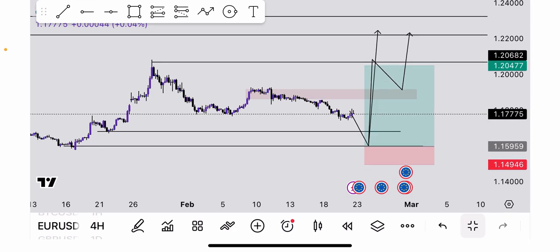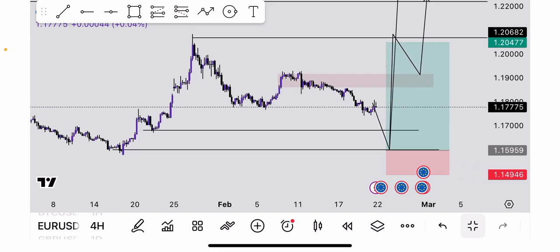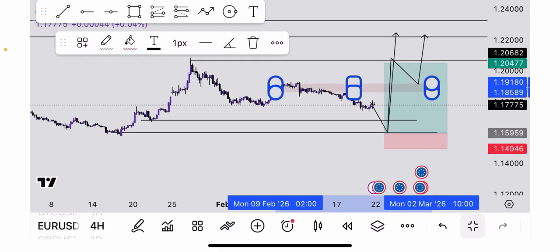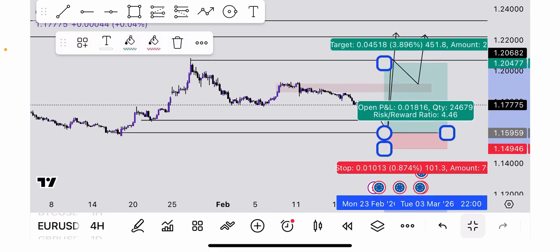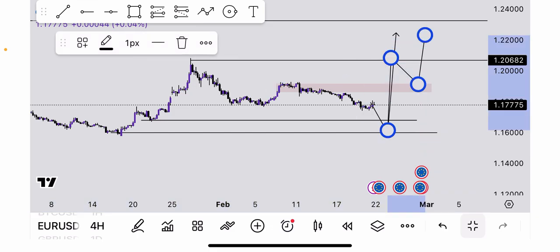So this is 4 hours. This is how to analyze the market. This is what we call price action, top-down analysis. This is the kind of thing you need to pay attention to.